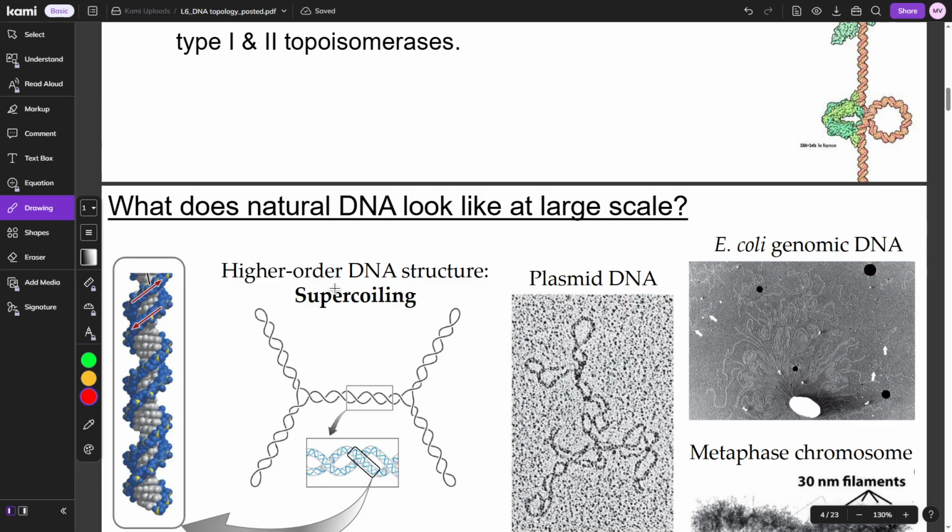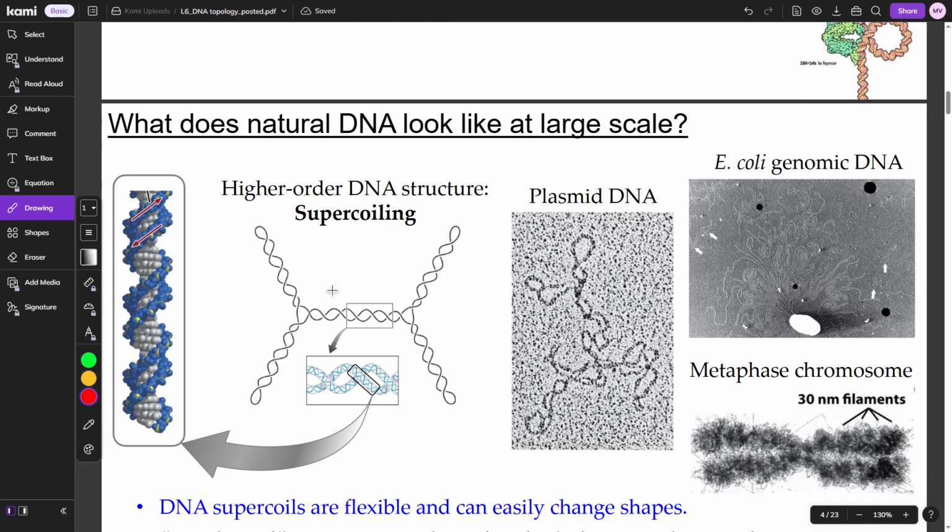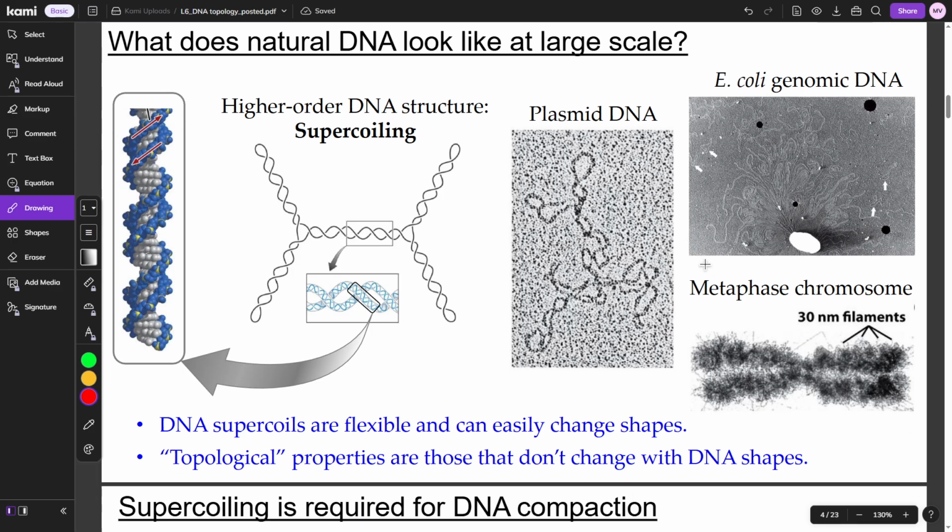First, we have to ask ourselves, what does DNA naturally look like at a large scale? And the answer to that is it looks like a mess. It's very compact, generally speaking, especially when it's in the chromosome form. Chromosome is the most compact version of DNA you'll ever get.